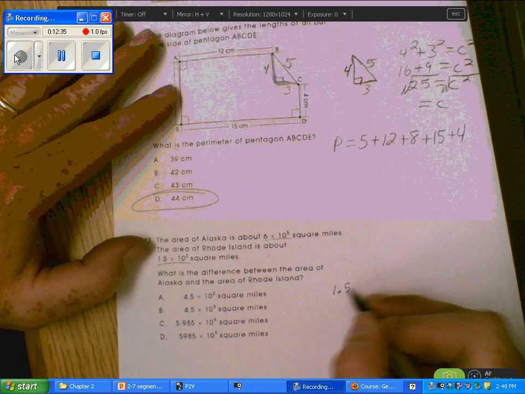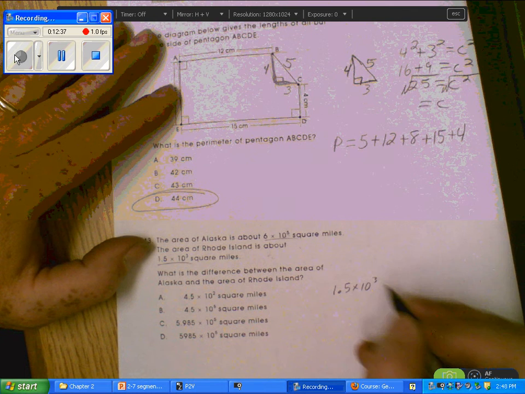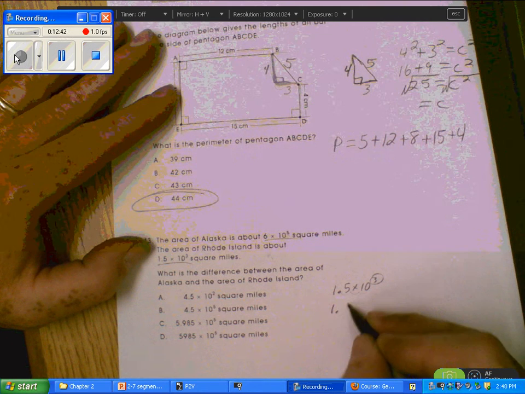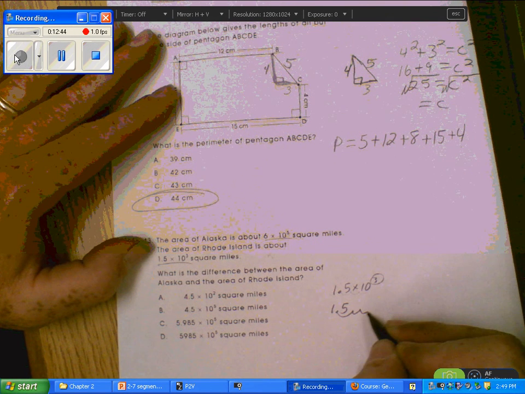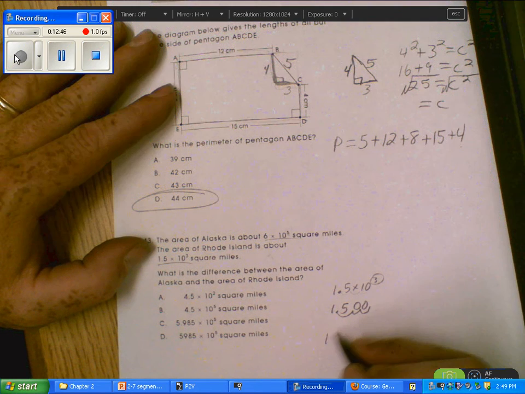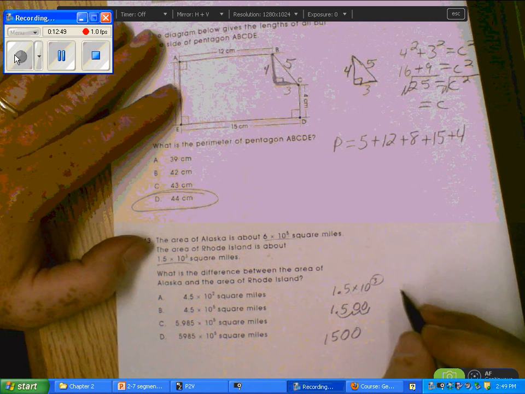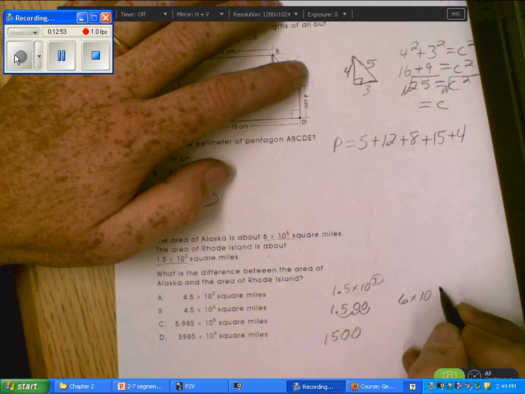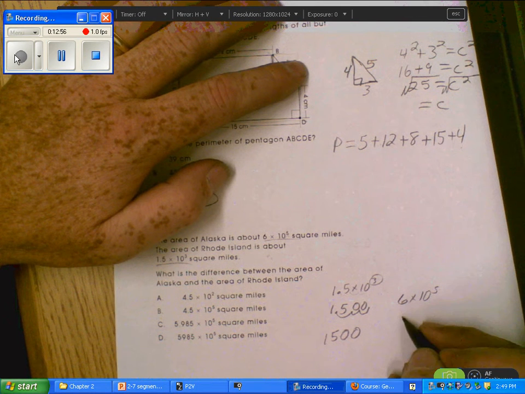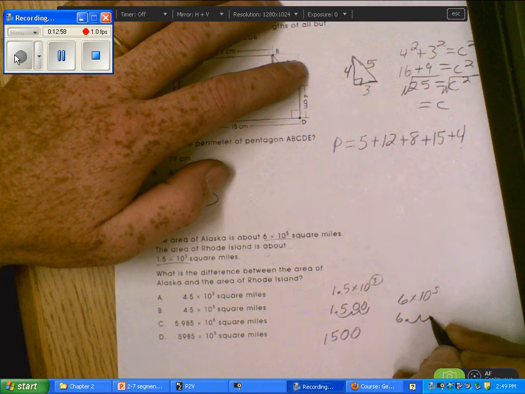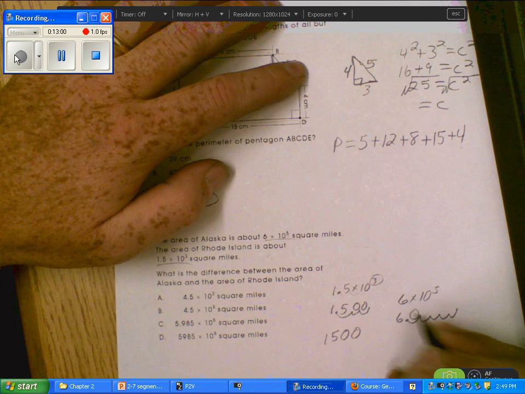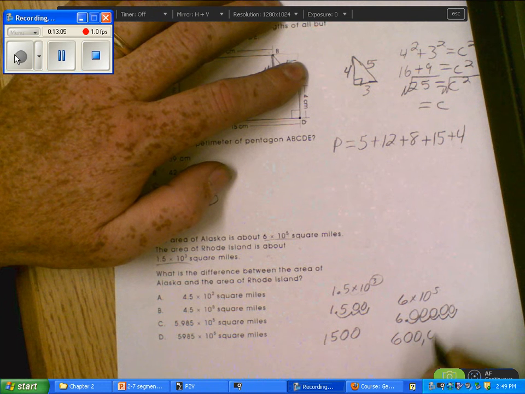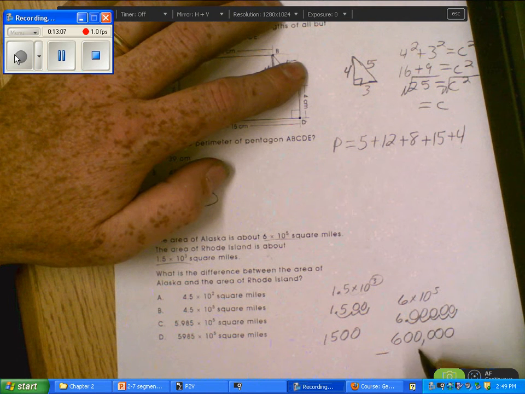1.5 times 10 to the 3rd. That just tells us to move the decimal over 3 places. So you bump it over 1, 2, 3, fill in zeros. That means 1500. 6 times 10 to the 5th means bump it over 5 places. 1, 2, 3, 4, 5. Add 5 zeros. So that means 600,000.